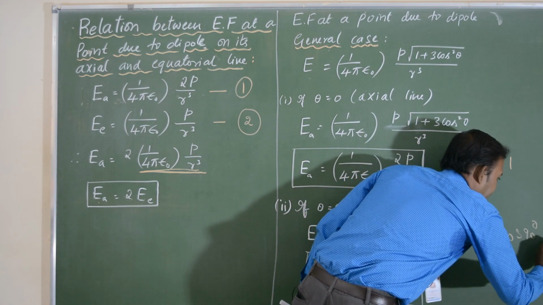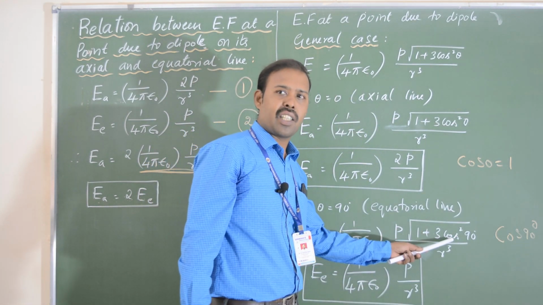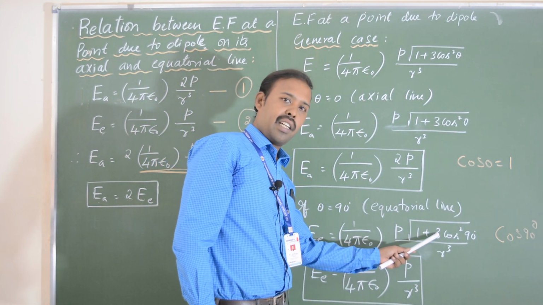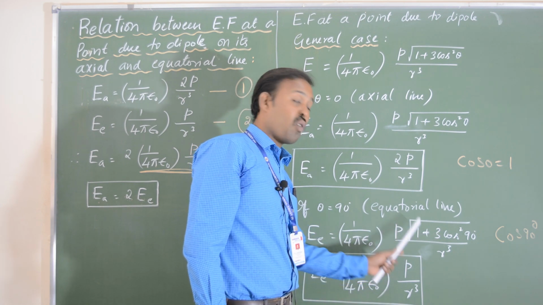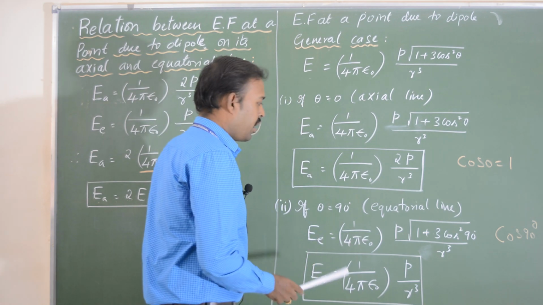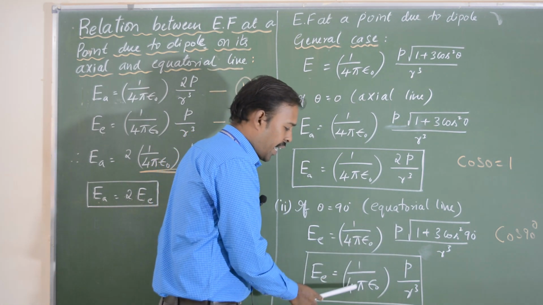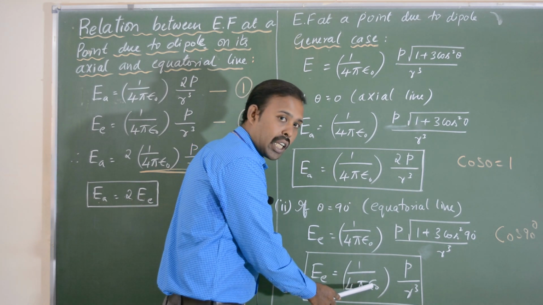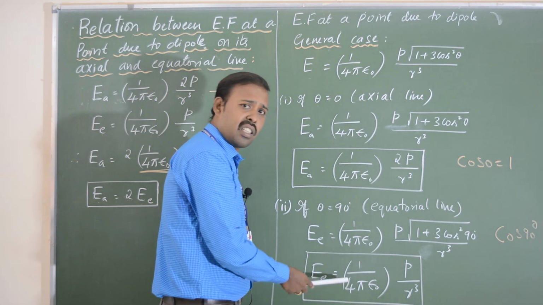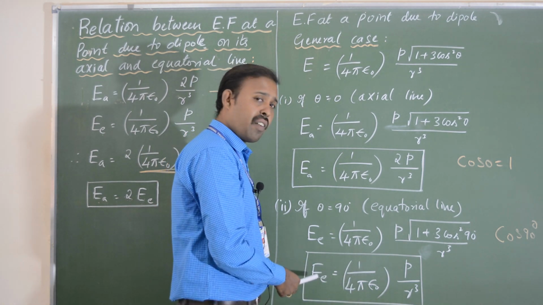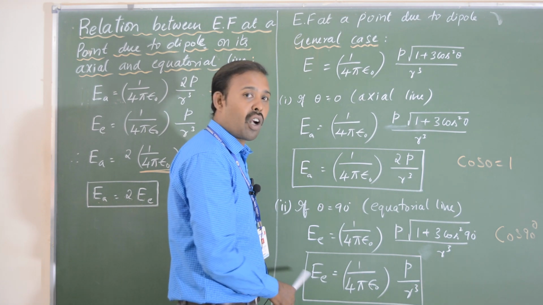Cos 90 is nothing but 0. And what is cos square 90? Again it is 0. 0 into 3 is 0. So the only thing that remains is square root of 1. So the equation reduces to E is equal to 1 divided by 4 pi epsilon naught, P divided by r cube. Again we know this equation. What is this? This is the equation for the electric field at a point due to a dipole on an equatorial line.